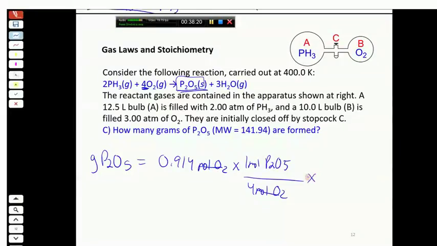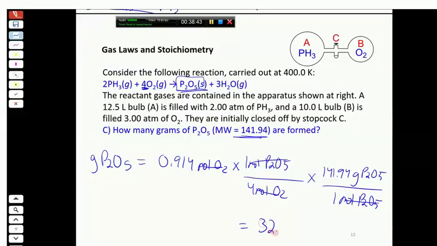And then finally we need to use the molar mass to find out the grams of P2O5 that are formed. So this molar mass is 141.94, so that means there's 141.94 grams of P2O5 per 1 mole. So we get 32.4 grams. That's the maximum amount of that solid P2O5 product that can form in this reaction.